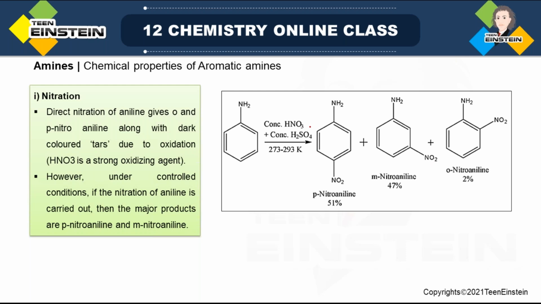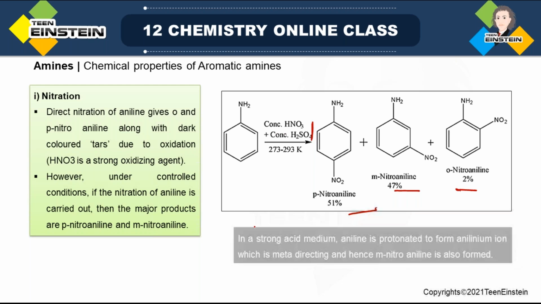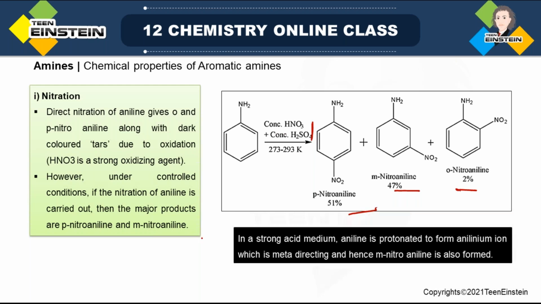For nitration, we normally use a mixture of concentrated HNO3 and H2SO4, and in this case we get para, ortho as well as meta. Now you may ask why we are getting meta, because according to the previous resonance structures we should get only ortho and para, since negative charge density is present at ortho and para. But what happens here is, as you are doing the reaction in acidic medium, there will be formation of the anilinium ion.